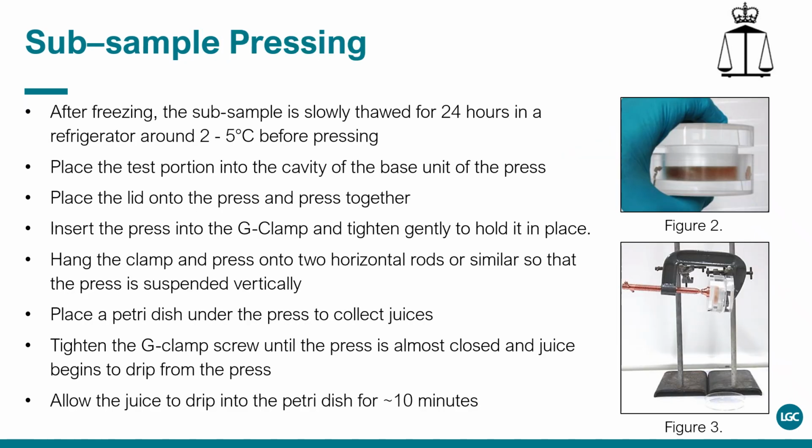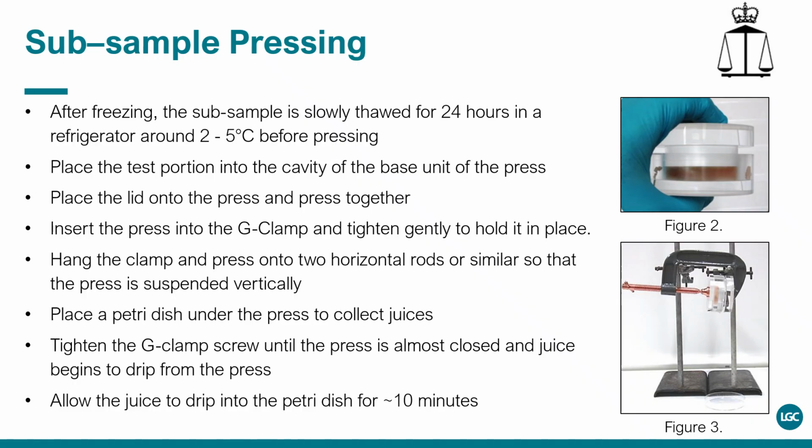To express the intracellular fluid, meat juice, from the subsample, place the test portion into the cavity of the base unit of the press, place the lid onto the press, and manually press both halves together as shown in the first image. Then, insert the press into a G-clamp and tighten the clamp gently to hold the press in place as shown in the second image.